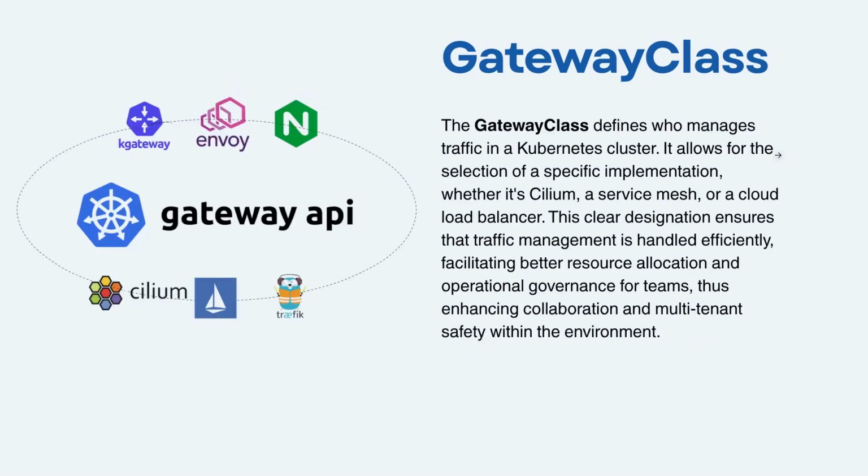So the first component of the Gateway API is GatewayClass. GatewayClass defines who manages traffic within the Kubernetes cluster. It allows you to select a specific implementation. So here you can see we have many providers: Cilium, Traefik, Istio, Envoy, Nginx, Kong. In our demo, we will be talking about Cilium.